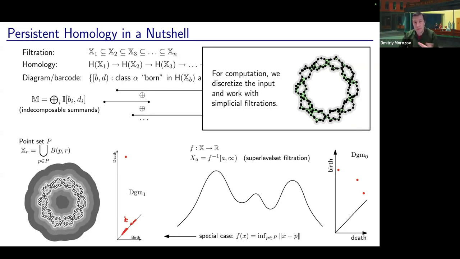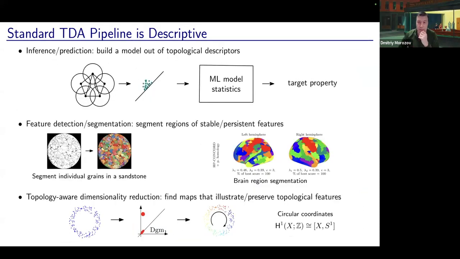So if you've heard of this, or if you're familiar with this, then the standard TDA pipeline is very much descriptive. By which I mean the following: if you look at the kinds of applications or problems that people tackle with persistence, the usual setting is the following: you take your data, you build the filtration, you compute a persistence diagram, then you build some kind of machine learning or statistics model on top of it, and then you use this to predict the target property.